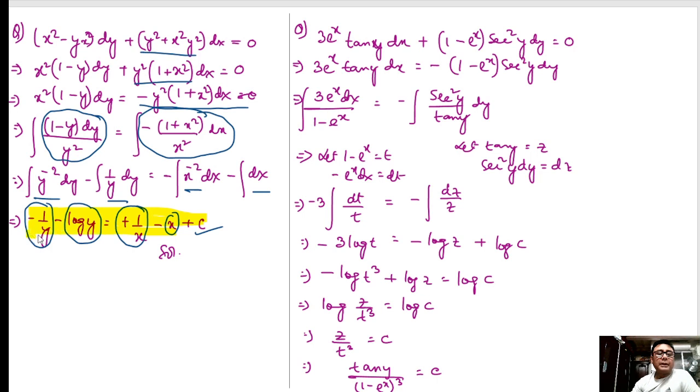You have to do separate. See, the rules remain same in each and every step. You just have to remember how to do integration. You have to just know how to do integration. Clear?